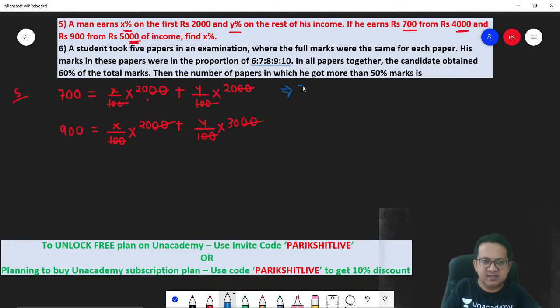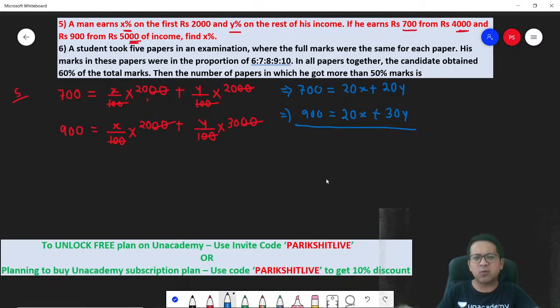So let's take this: 700 is equal to 20x plus 21y. And in the second scenario, 900 is equal to 20x plus 30y. You can easily solve these equations. How will you solve? I call this equation 1 and this equation 2. Equation 2 minus equation 1: 900 minus 700 is 200, 20x will cancel out, and we get 10y.